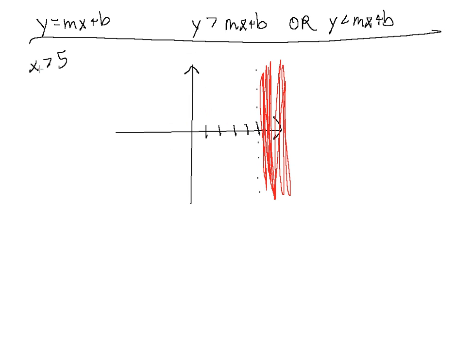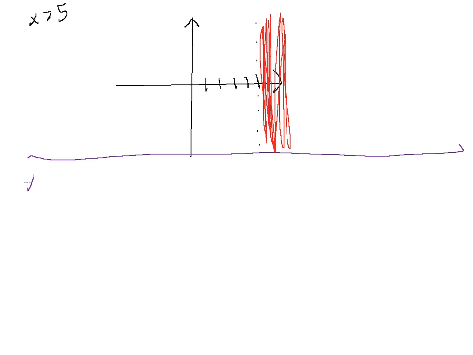All right, so this is the graph of x is greater than 5. We use a dotted line to exclude the point 5, and we're just interested in all the values to the right. All right, let's do a few more of these. Let's take a look at the graph of x is less than or equal to 2.